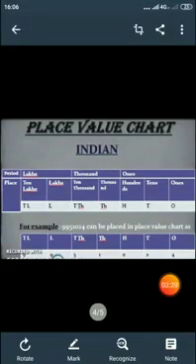For example, 99511024 can be placed in the place value chart as: at the ones place we will write 4, then tens 2, then hundreds 0, then thousands 1, then ten thousands 5, then lakh 9, and the last, ten lakh 9.